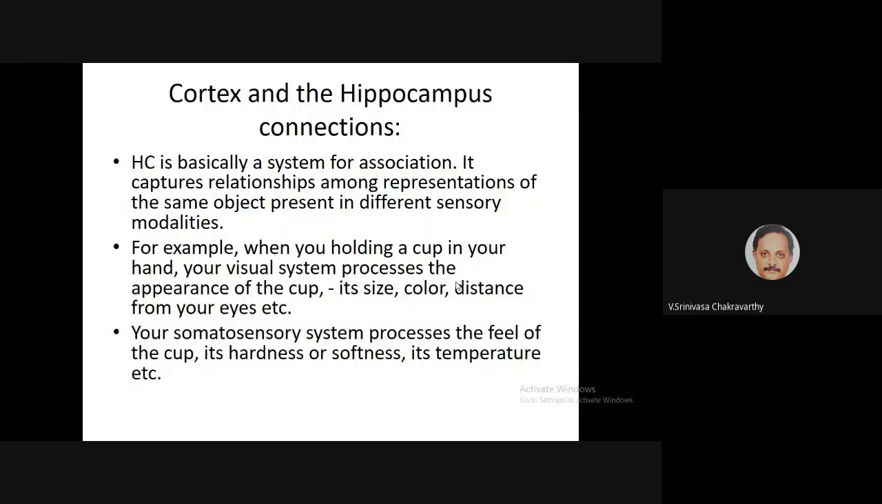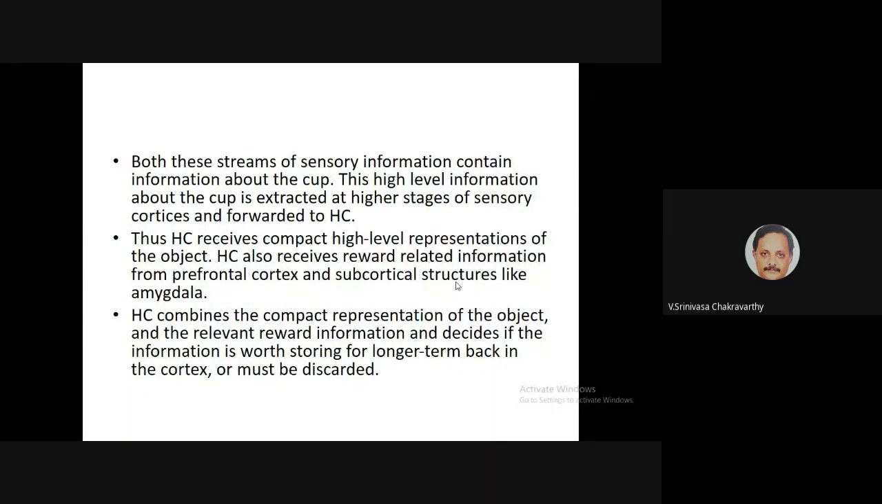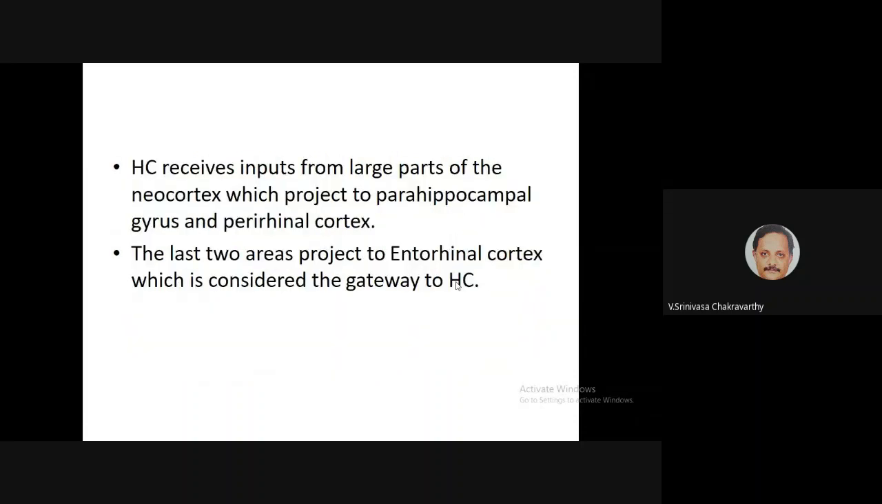So the hippocampus seems to be able to combine all this and create a high-level representation of the object, and store that high-level representation and also retrieve it. So how does it do that? Let us first look at a simple picture of anatomy, then we'll go deeper into the hippocampal anatomy.